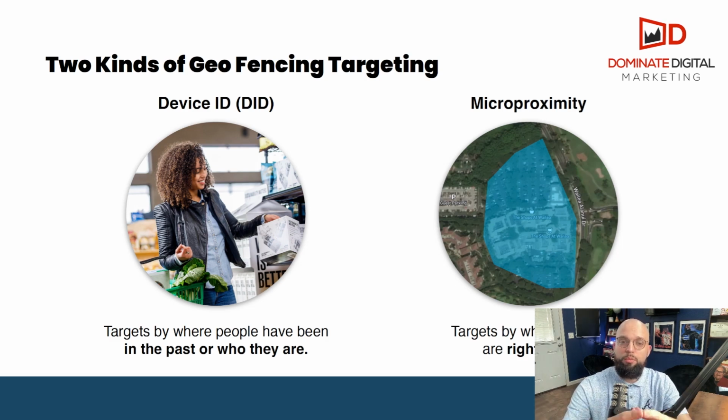The second type of geofencing targeting is micro-proximity. This is the opposite. Micro-proximity campaigns give us the ability to target our audience in real time. So this concept only works for campaigns in which we're trying to reach people while they're still in the location that we're targeting and have time to look at their phones. The device ID with the look back feature is obviously the more popular, because with micro-proximity, as soon as they leave the locations that you're targeting, you cannot reach them anymore.